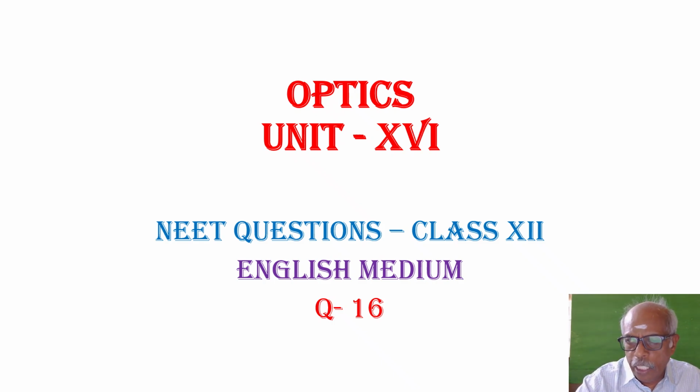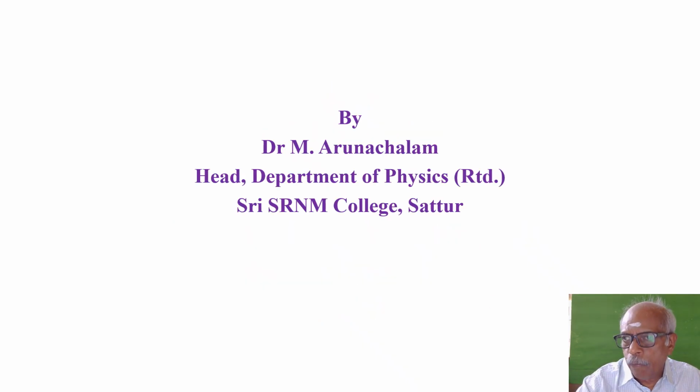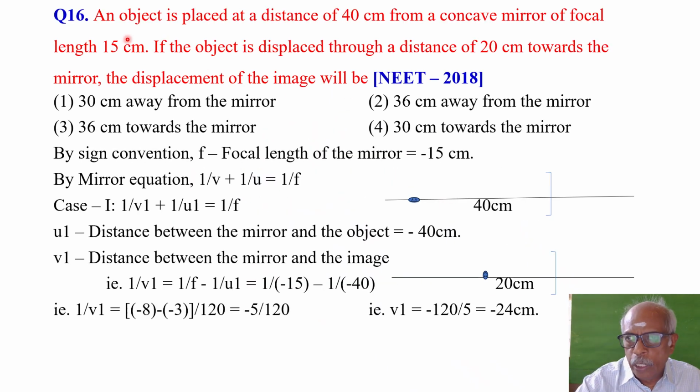In today's video, we are going to solve a multiple choice question from unit 16 of your NEET syllabus, that is optics. The question is, an object is placed at a distance of 40 centimeter from a concave mirror of focal length 15 centimeter. So this is the concave mirror. Its focal length is 15 centimeter. Object is placed at 40 centimeter from the concave mirror.